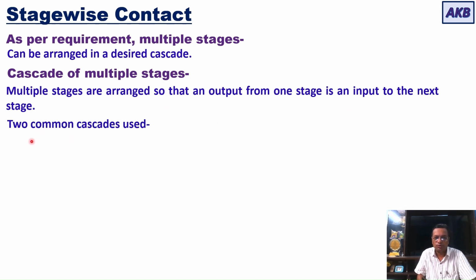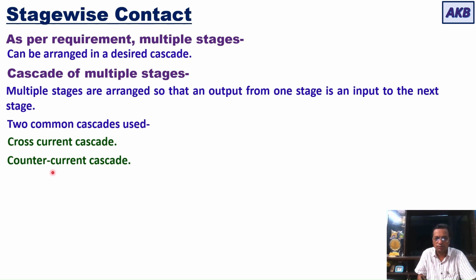Now in leaching also, the two common cascades that are used are the cross current cascade and the counter current cascade. So in this video and in my next video, I will be talking about the cross current cascade first, and then I'll talk about the counter current cascade. So today we will understand how leaching is carried out in a cross current cascade.